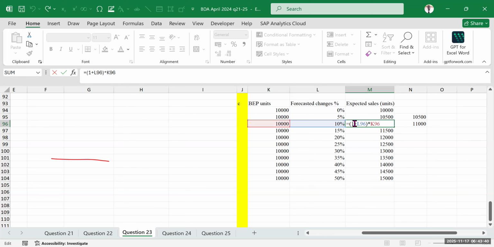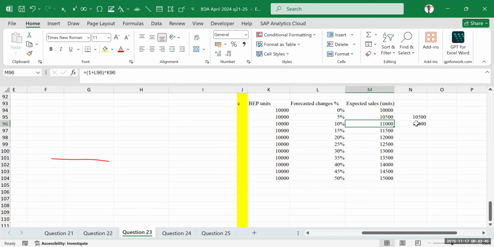Adding this percentage change, this cell of L96, is the same as adding 10% to 100%. This one denotes 100%. So you can either use the bracket approach or the manual approach, adding the percentage on top of 100 if it is a positive change. If this change was negative, we would deduct from 100%, then we multiply by the break-even point in units.